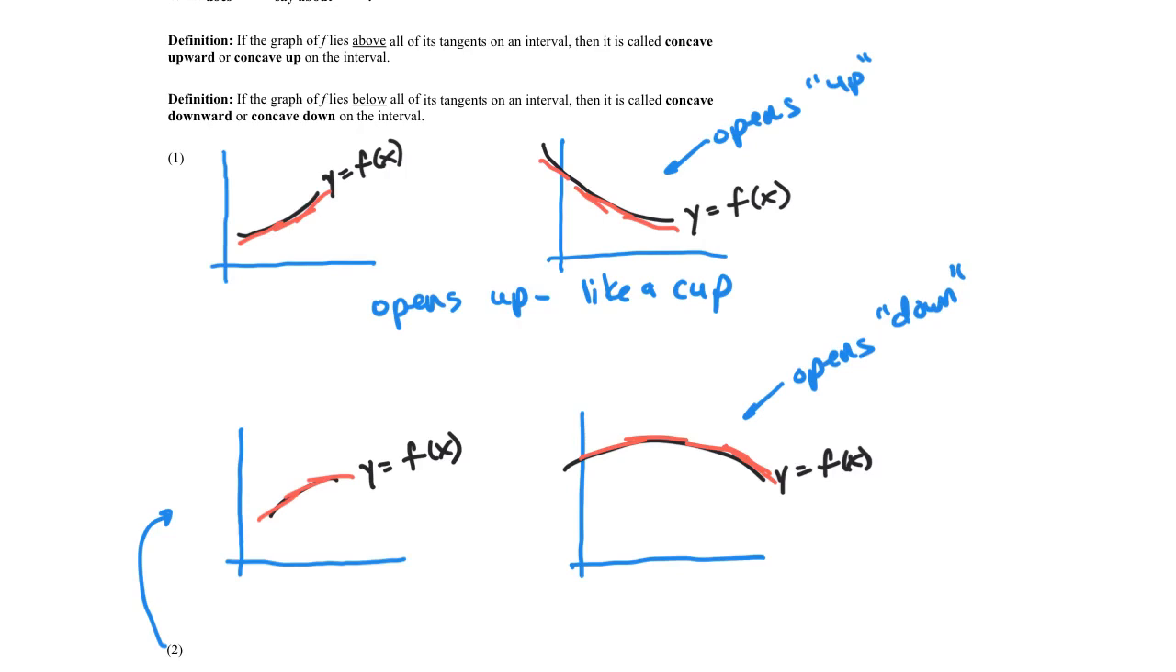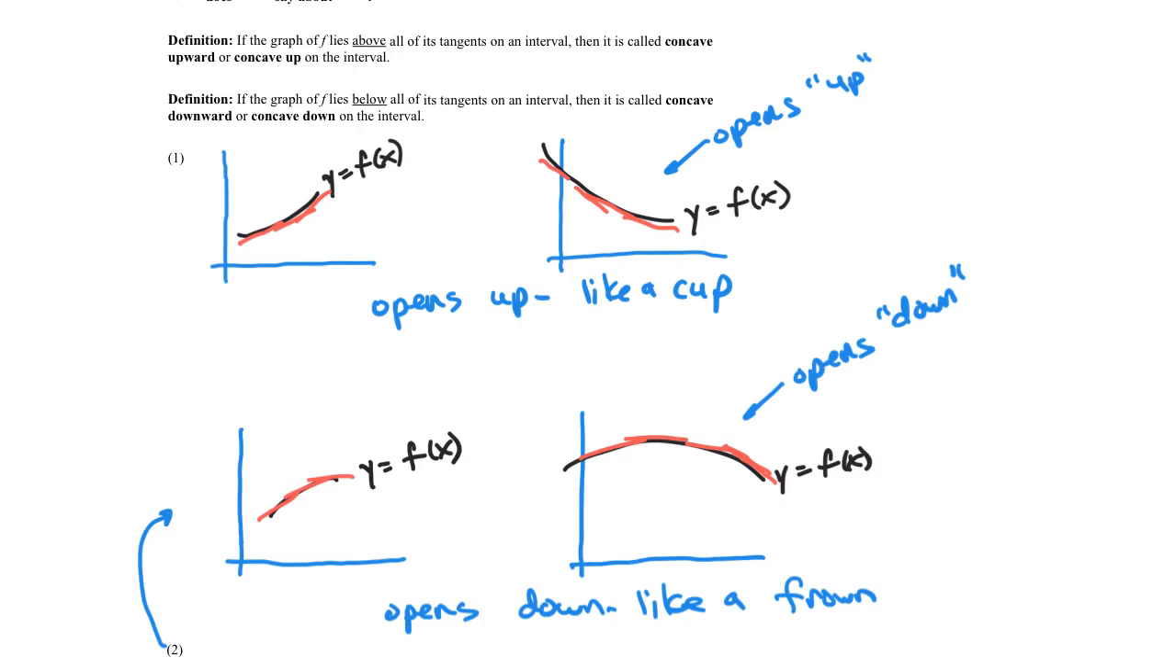Let's see if you guys can make the prediction for this. Easy one to remember. Opens down like a frown. Some of you already knew. You could tell it was coming. Up like a cup, down like a frown. So this is leading us to what's called the second derivative test.